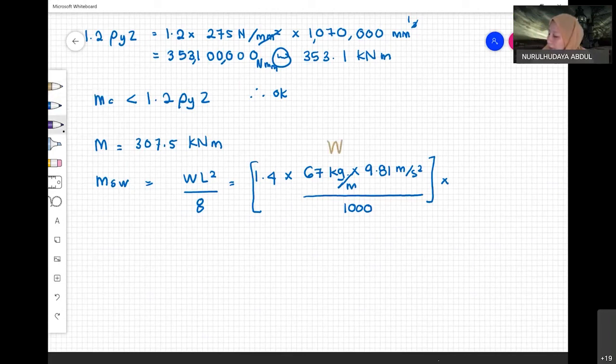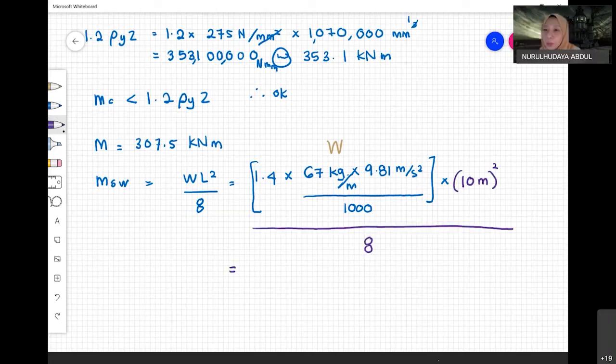And then kita kena darab dengan length which is 10 meter, length of the beam. Power of 2 and we divide with 8. Wan Naim? 9.202. Dapat 11.502. Orang lain dapat berapa?